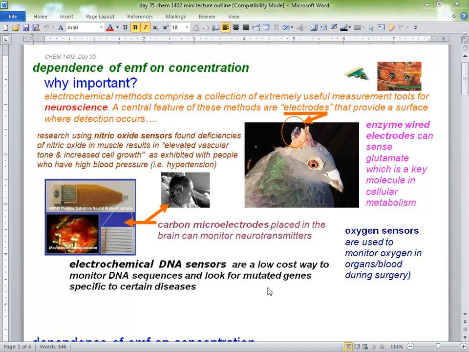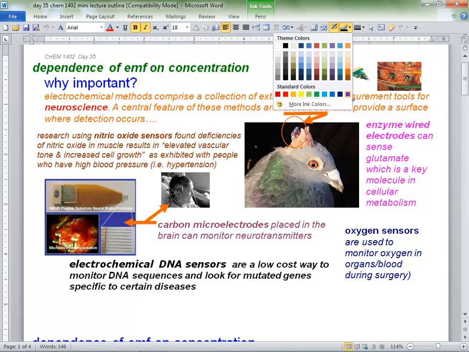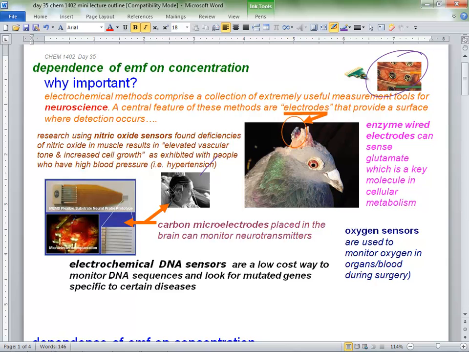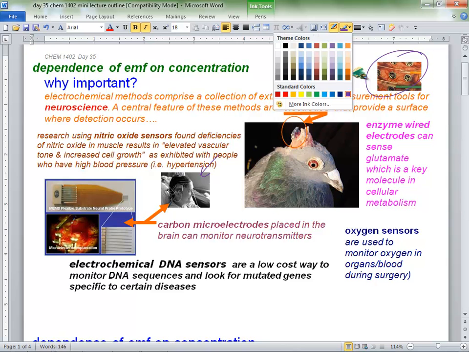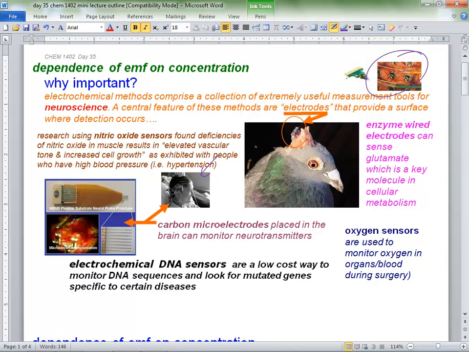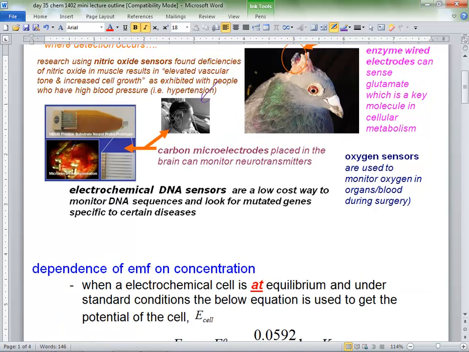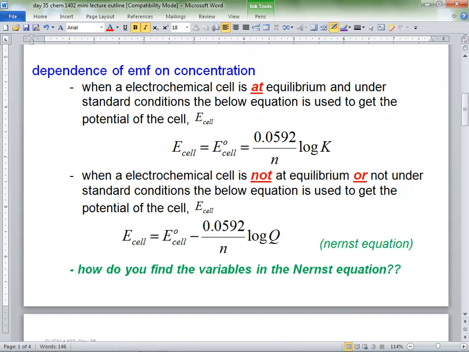Things are getting better. Like, look at the diagram up here. This doesn't seem so bad. These little wires can fit through your skull or something, right? Kind of like what's going on here. So it's useful stuff. But the point is that what it's detecting and what's going on are not at standard conditions. So you can't be using those tables to get your answers. Here it is. Just kind of modified a little bit.